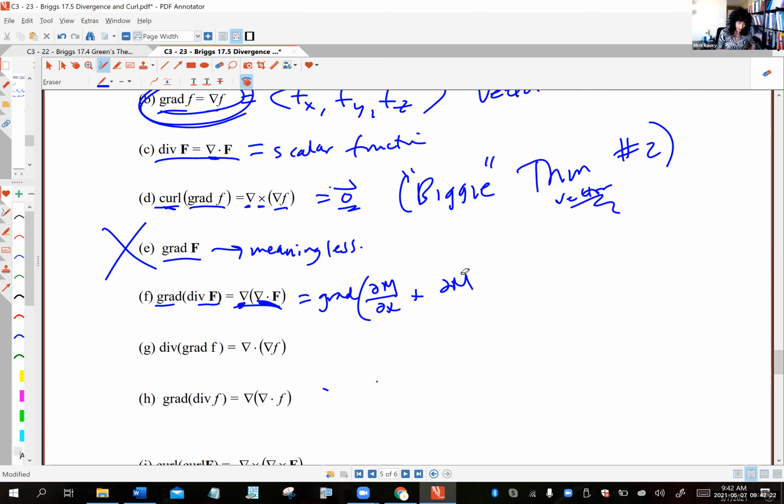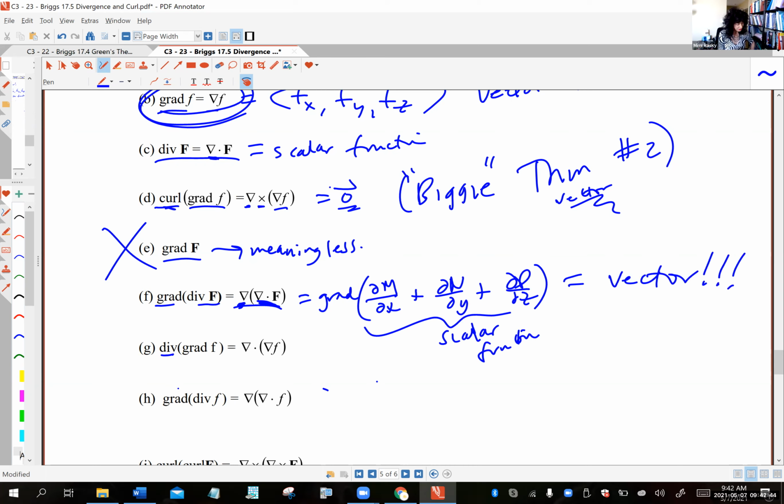It's the divergence of f. Oops, I'm writing too quick. And this is a scalar function. And you're allowed to take gradients of scalar functions. You'll get a vector that contains the partials of that scalar function. And so you will get a vector, and it's totally meaningful.